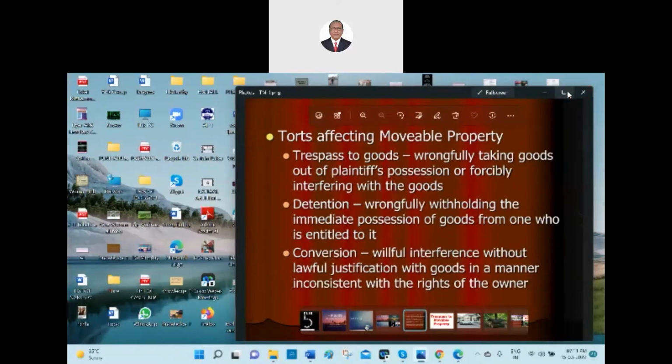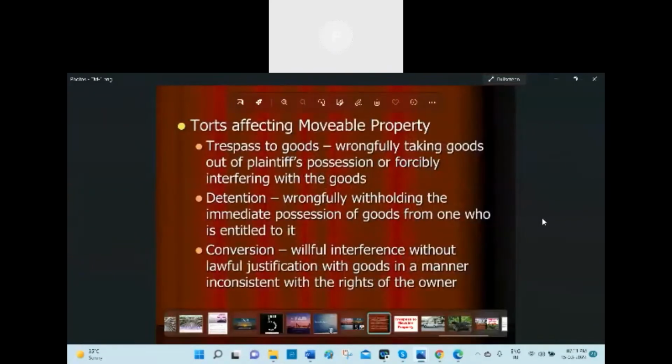Torts affecting movable property. Trespass to goods: wrongfully taking goods out of the plaintiff's possession or forcibly interfering with the goods. Detention: wrongfully withholding the immediate possession of goods from one who is entitled to it. Conversion: willful interference, without lawful justification, with goods in a manner inconsistent with the rights of the owner.